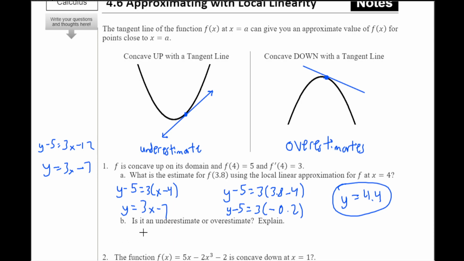4. Is it an underestimate or overestimate? Because this is concave up, the tangent line is below. So underestimate, because f of x is concave up.